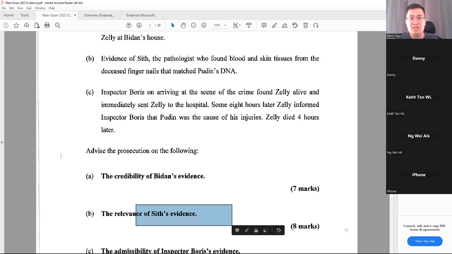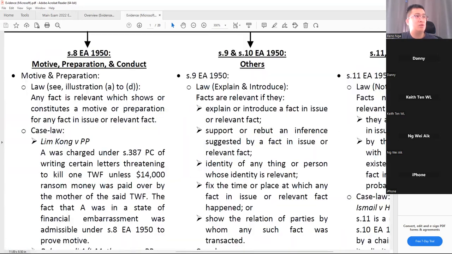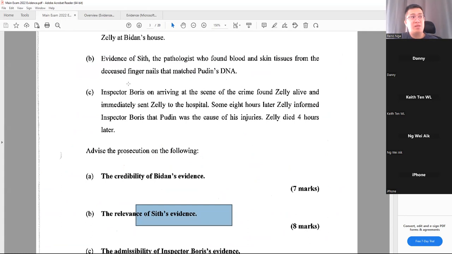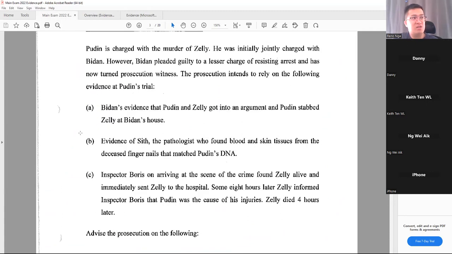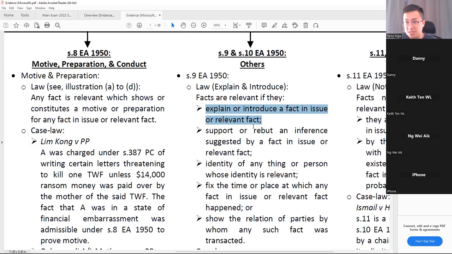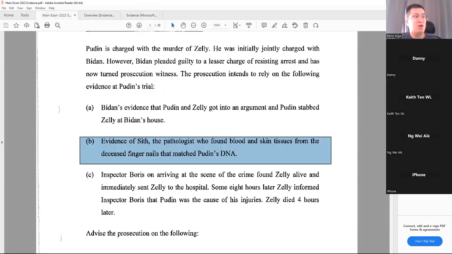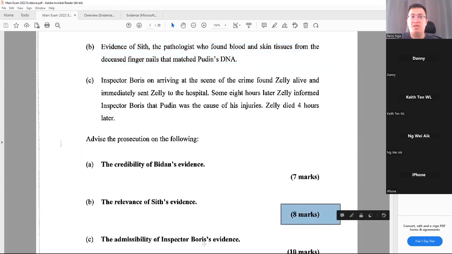However, this evidence is relevant under section 9, because it's to explain a fact in issue or relevant fact. So what kind of fact in issue or relevant fact? You can explain that if Putin never committed murder or never did something to the deceased, then how can the deceased's fingernail have his DNA? So you need to explain. So this evidence is relevant under section 9, and in order to bring in this evidence, this pathologist S must come to court to give evidence because of the best evidence rule. That's it. So this is good enough for your 8 marks, ready. Understand?